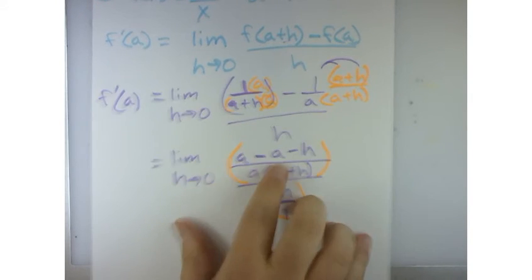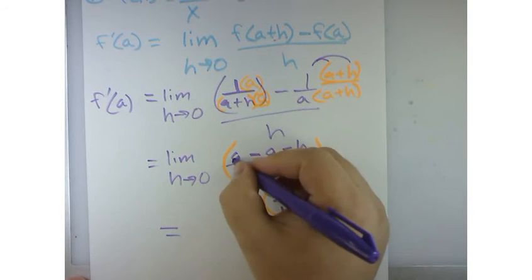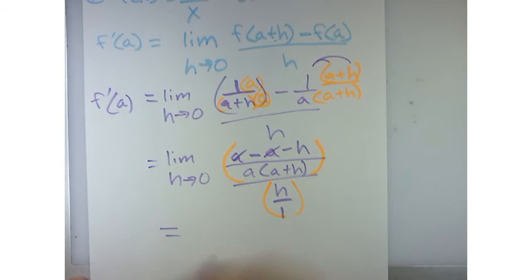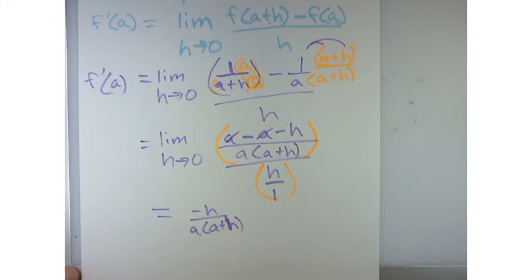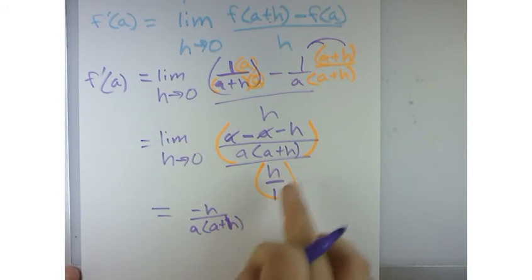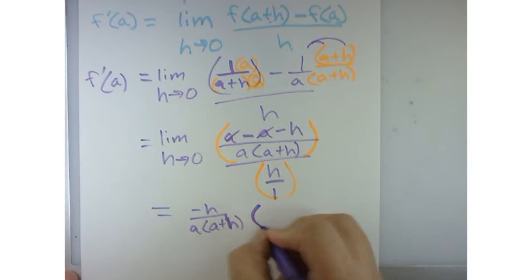Let's clean up the numerator, okay? If I clean up the numerator, a minus a is just 0. So now I've got negative h all over a times the quantity a plus h. That's the numerator. Is it negative h? Oh, yeah, because you did a -1. Now, I'm supposed to divide that by h over 1. But when you divide by a fraction, what do you really do? Multiply by the reciprocal.